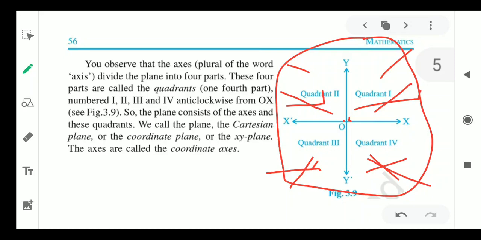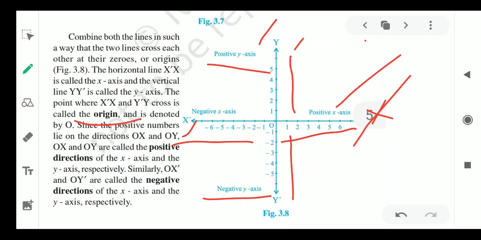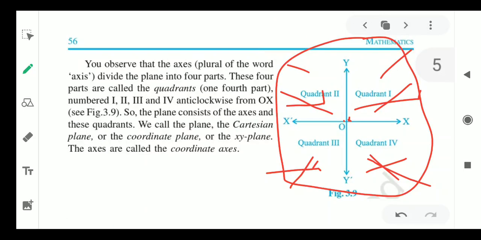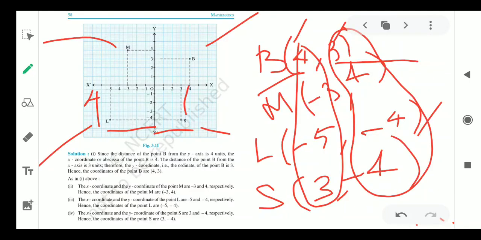Just listen to the class, understand, and prepare notes starting from here up to this point. You have to prepare clear class notes, and see page number 58. One question is there. You have to write the answers and send them in your WhatsApp groups.